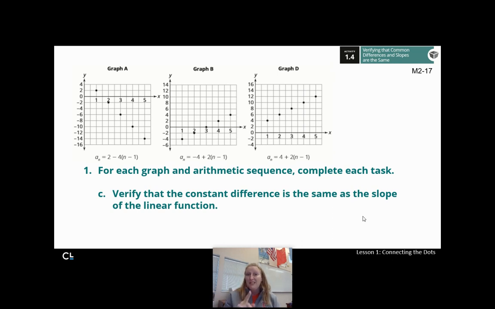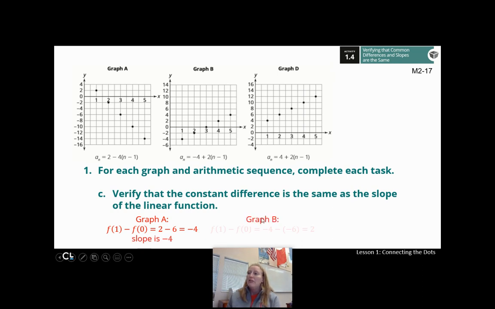I may have done it a little differently than what you did, but that's okay. When I did it, I said, okay, I'm going to subtract the y values of any 2 points. So I took f of 1 minus f of 0, and I subtracted them. And if I subtract them, sure enough, I find out that my slope is negative 4.